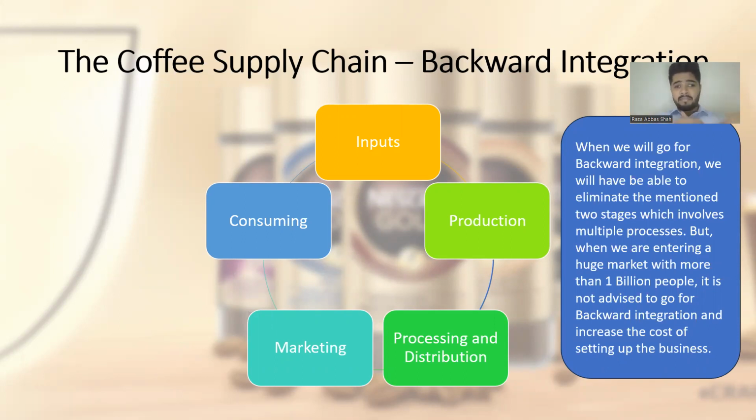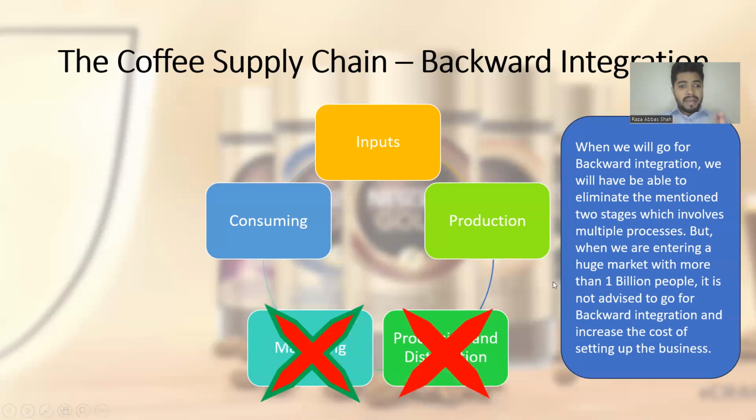As my previous group members have clearly mentioned, that is how the coffee supply chain was working. Now let me take you to backward integration. When we go for backward integration, we will be able to eliminate the two mentioned stages, which involve multiple processes. But when we are entering a huge market with more than 1 billion people, it is not advised to go for backward integration while you can use that budget for marketing or to develop the existing market.